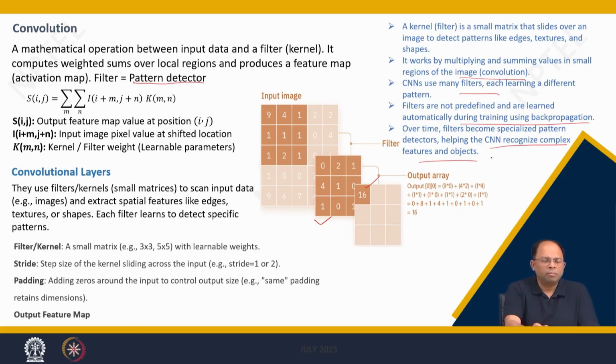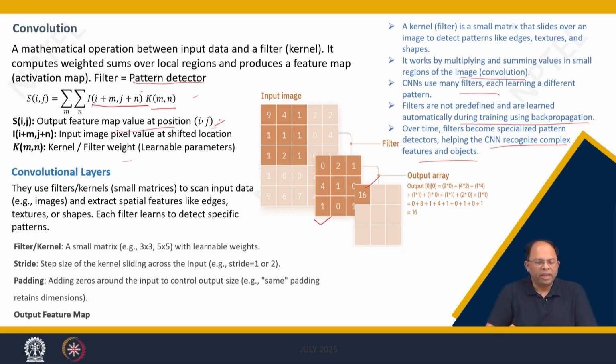Now this is the mathematical formulation for that, where S(i,j) is the output feature map value at position i, j. In this portion, the input image pixel value at the shifted location and the kernel filter weight, both of these together are taken, multiplied and summed up, and then the value that we get is the output feature map value at position i and j. So that is what it works on.